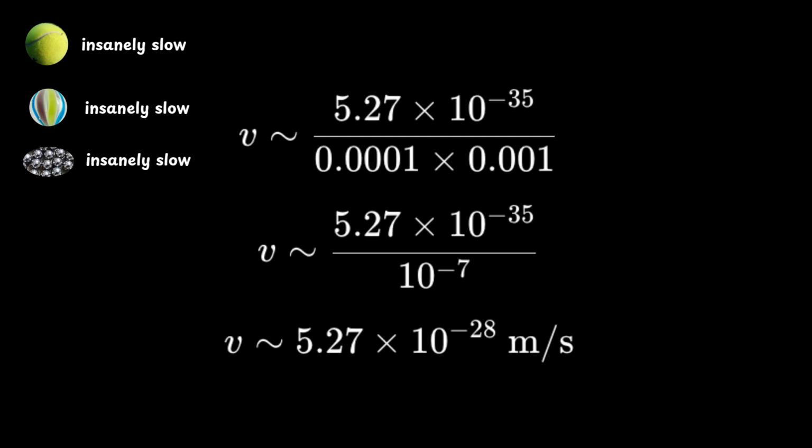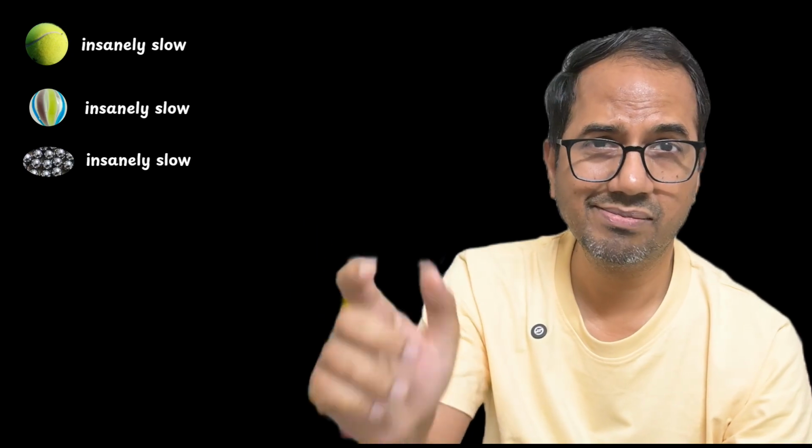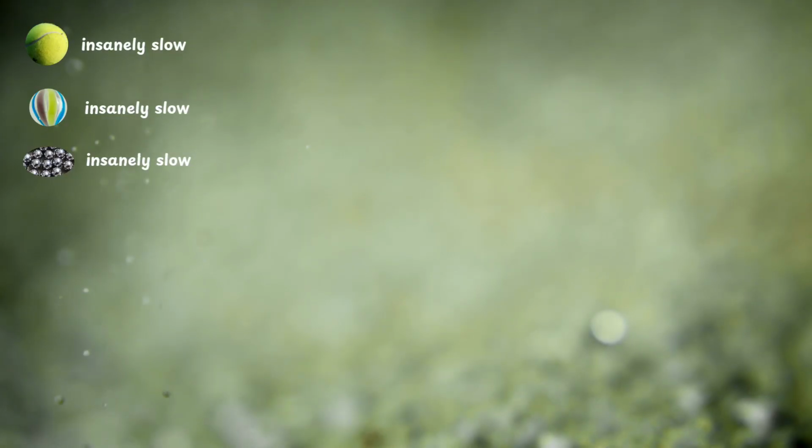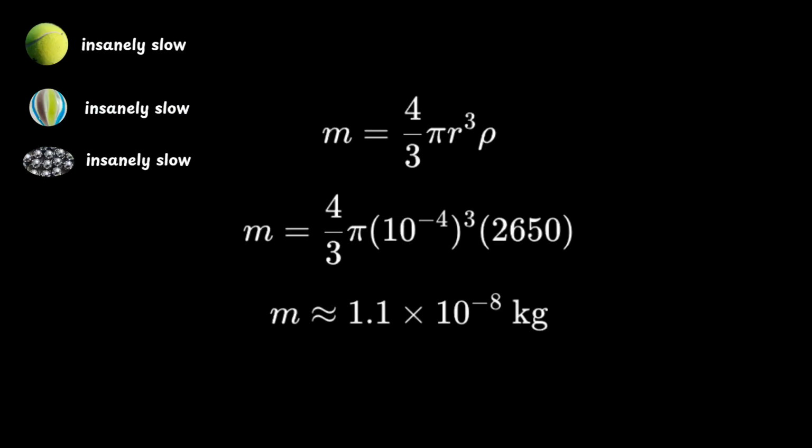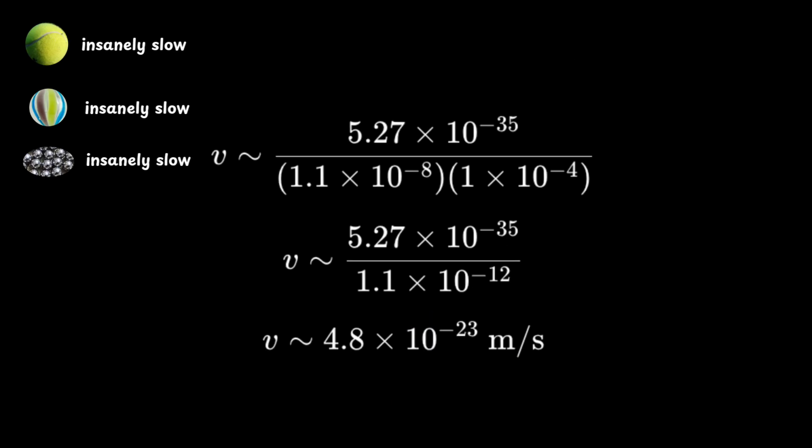Let's take the smallest thing that the naked eye can see, a grain of sand. Its radius would be 0.1 mm and for its mass, we'll use this famous formula from our school days. The density is 2650 kilogram per metric cube. Plug in those values, we get its spin to be 4.8 into 10 raised to minus 23 meters per second, which is more than a billion times faster than this, but motionless for us.